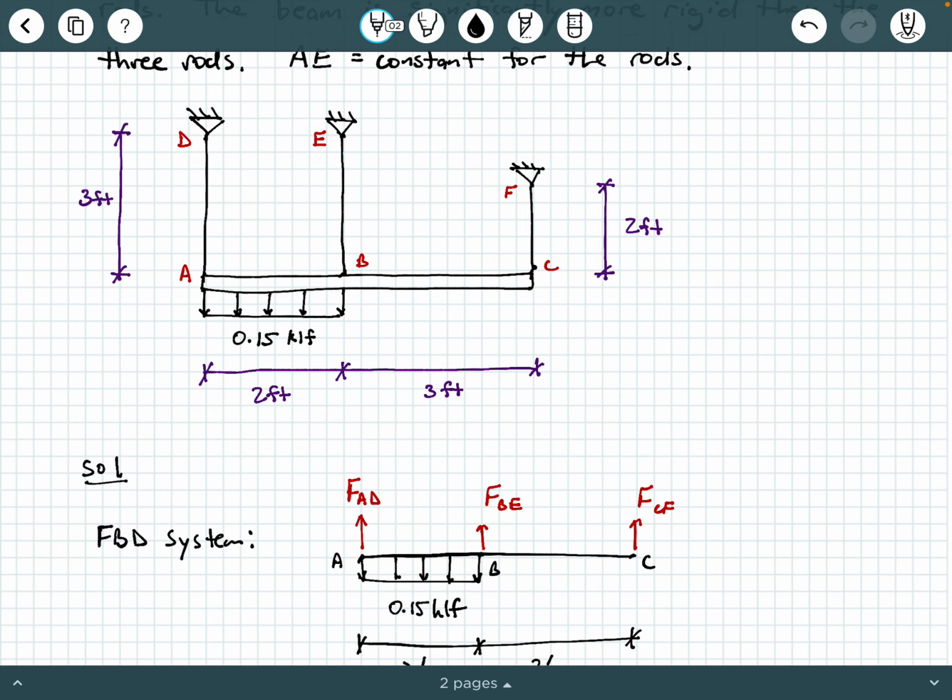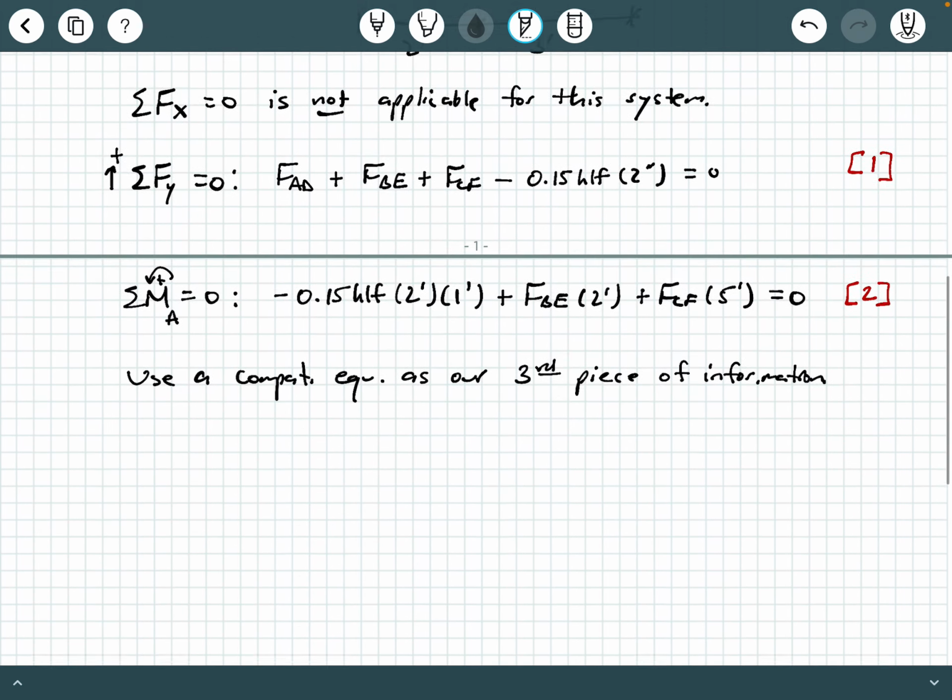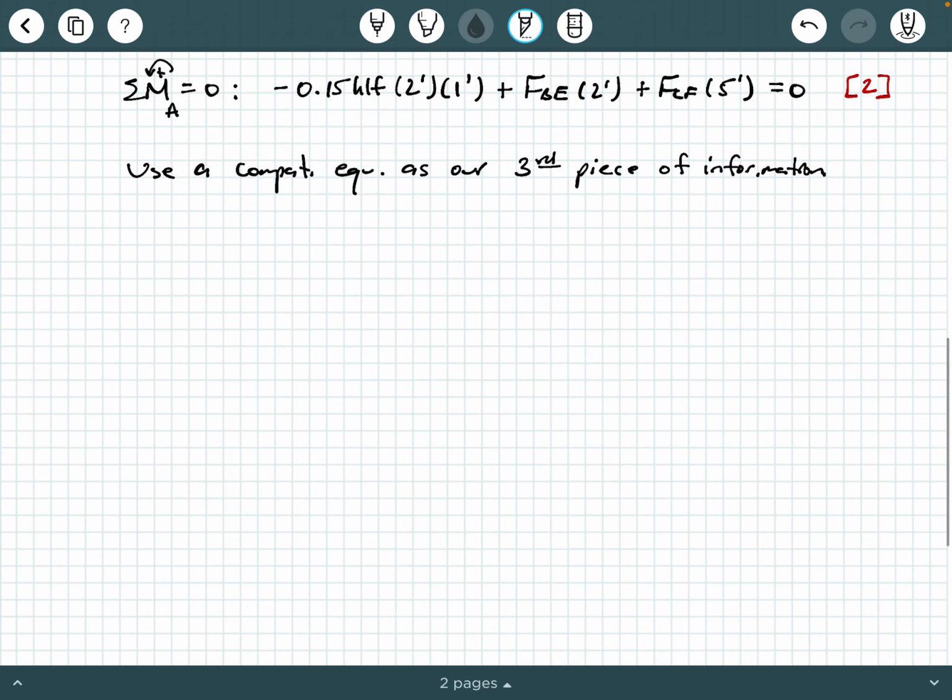Well, compatibility equations are based on how things deform. And we have acknowledged that the deformations in the system are coming from the elongations of these 3 rods. So what we're going to do is draw a deformed sketch of this system, and then we're going to see what kind of information we can piece together from that. I'm going to call this a deformation diagram.